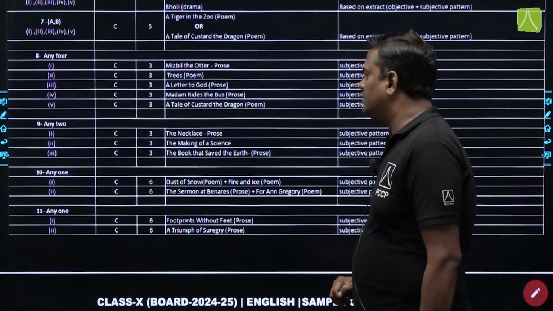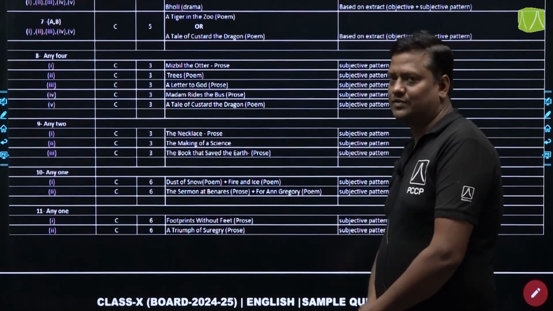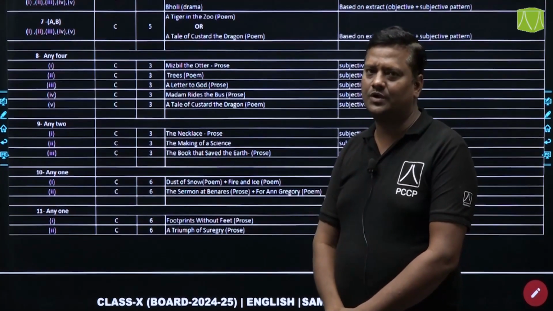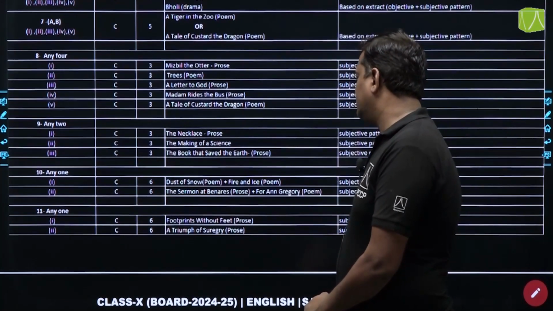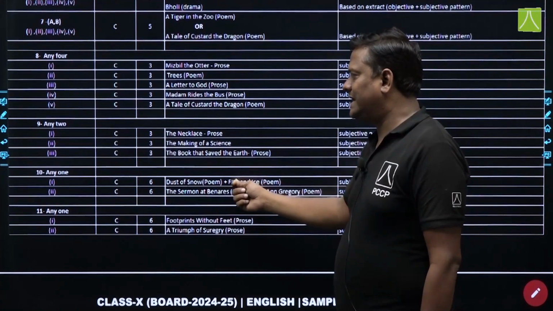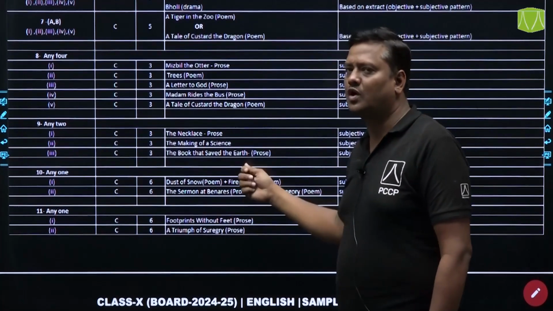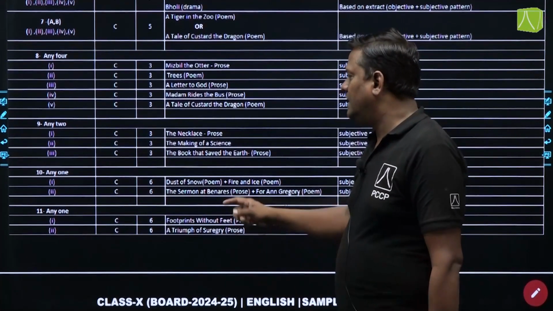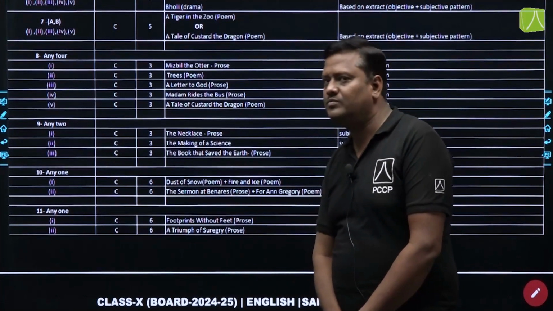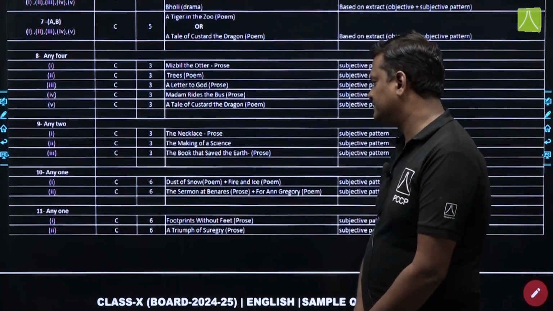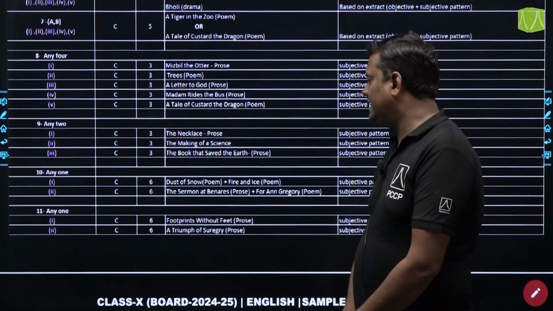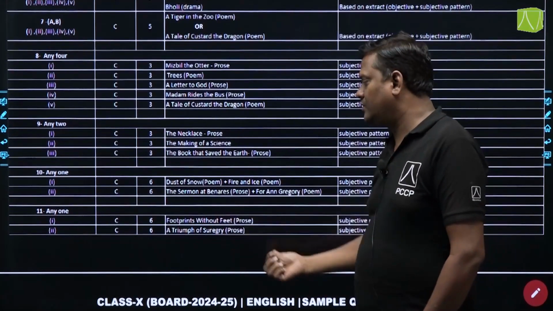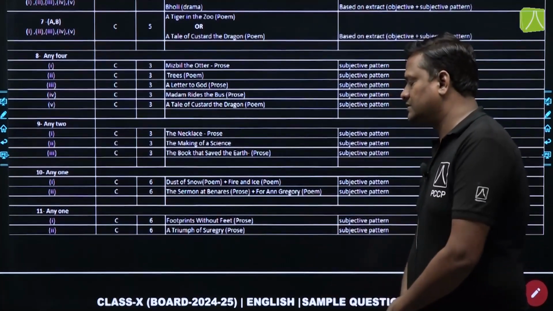Then we will have long answer questions of 6 marks. You have to answer the question in about 120 words. Like question number 10, it will have 2 questions. You have to solve any one. It will be from First Flight. Last question, question number 11 will be from Footprints Without Feet. You have to solve any one question. It will have 6 marks.